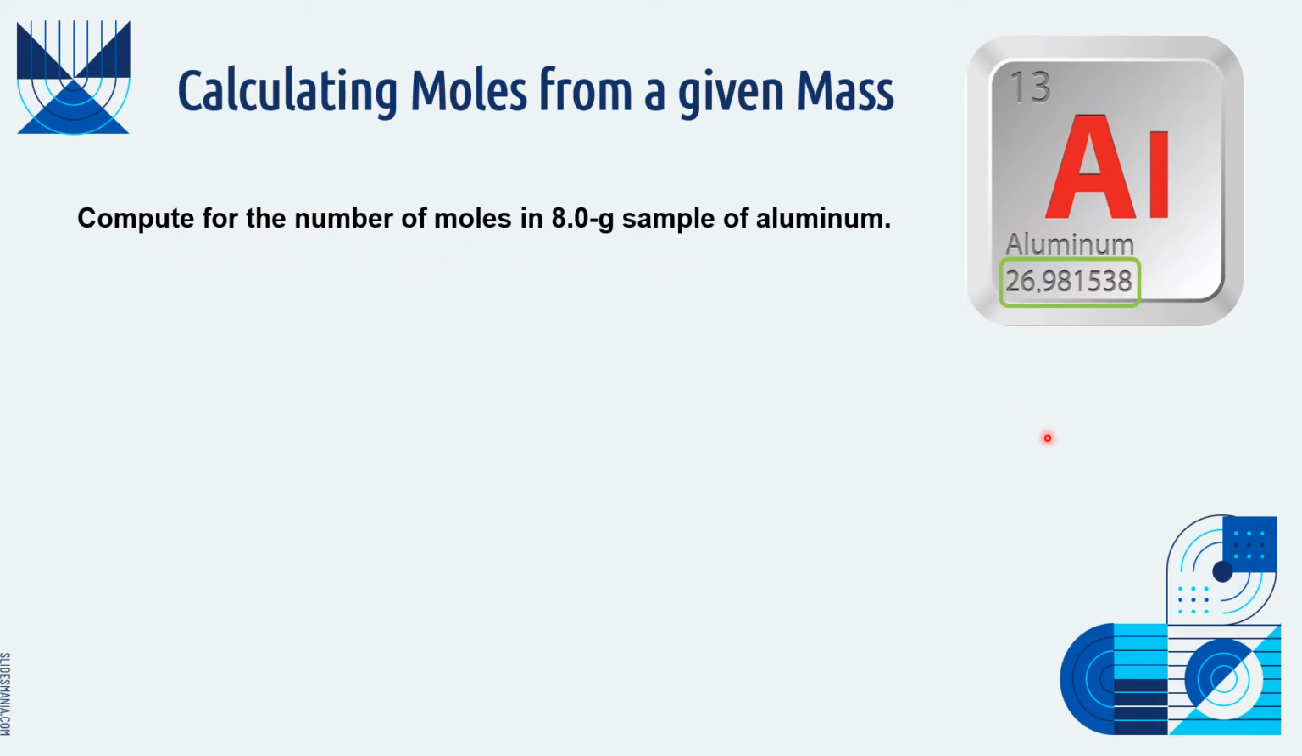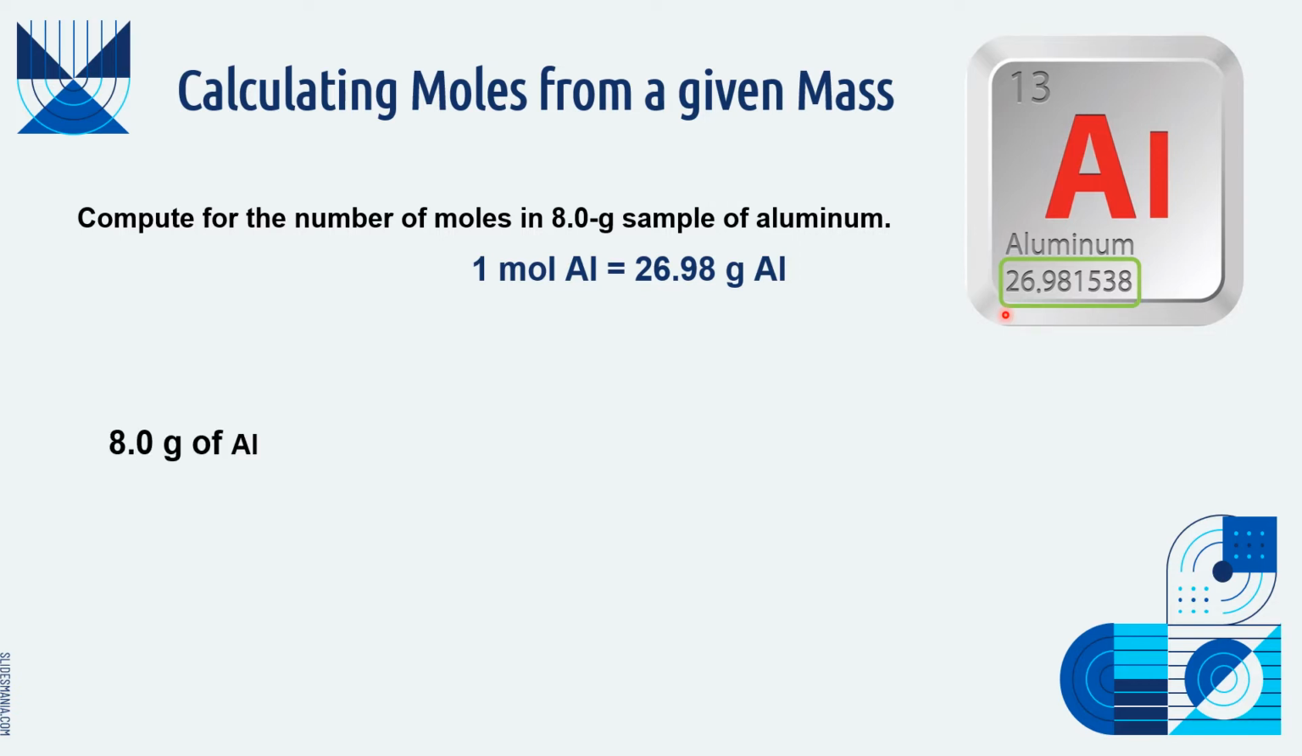So in 1 mole of aluminum, there is 26.98 grams of aluminum. Where did I get this one? From its atomic mass, 26.98. I just rounded it off to the hundredths place, or 2 decimal places. So in every 1 mole of aluminum, there is always 26.98 gram of aluminum. Again, this comes from the atomic mass of aluminum.